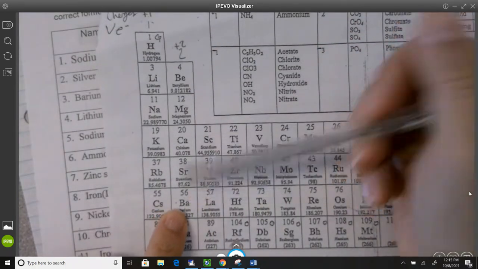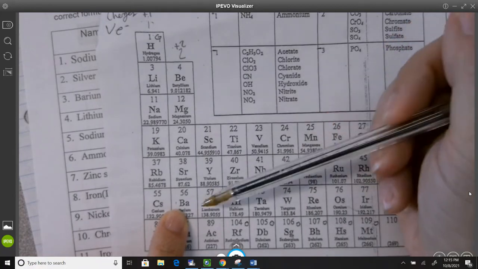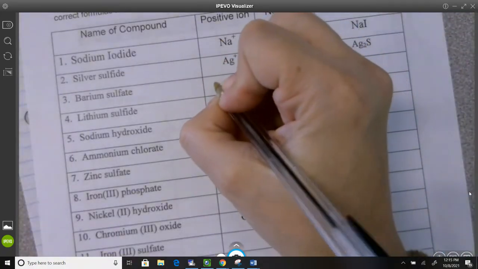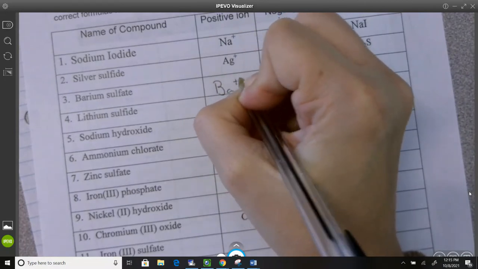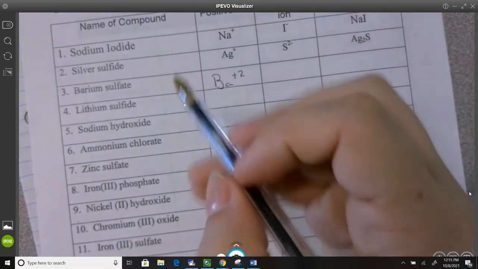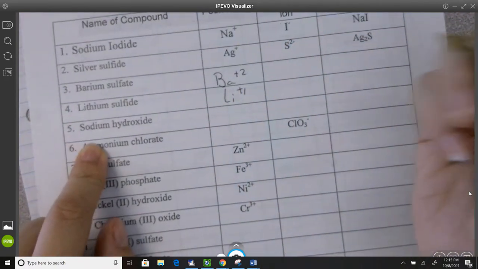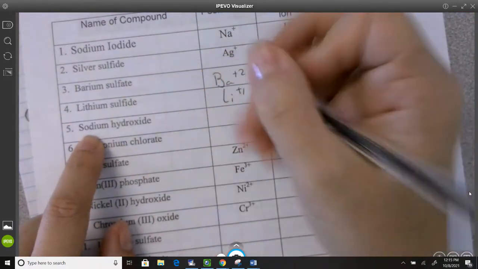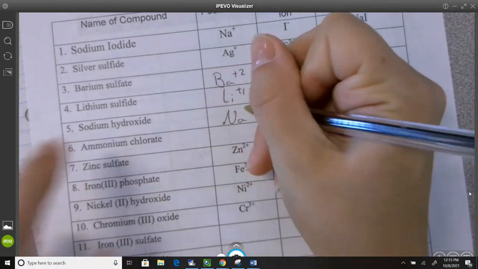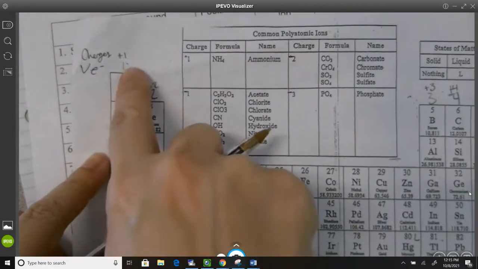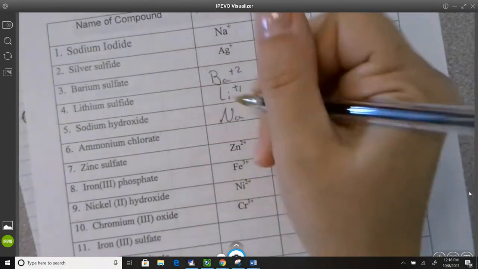Barium is right here, family 2. So its ion would be Ba +2. If I look for lithium, we just did that one, Li +1. Sodium, we would look for sodium, Na. Again, sodium is in your first family, so it'll have a charge of +1.